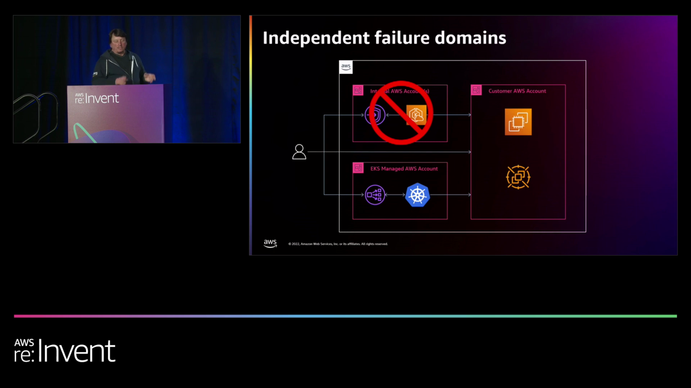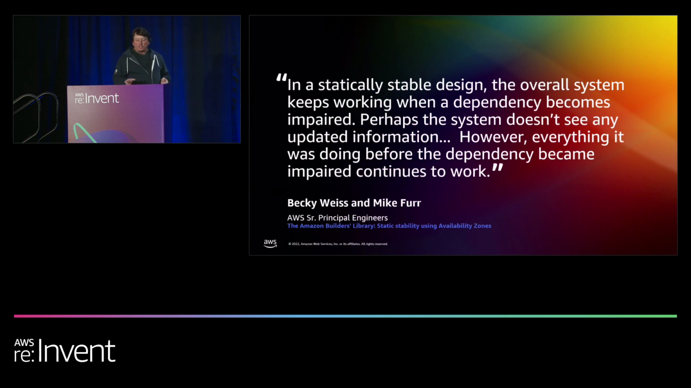So this is leaning into that mental model that I was referring to, and this is one of the design principles that we strive for in everything we build at AWS, and that's the notion of static stability. So I want to pause here and draw attention to the Amazon Builders Library. If you haven't had a chance to check it out, I strongly recommend it. But I want to start with this definition from Becky and Mike for statically stable designs. In a statically stable design, the overall system keeps working when a dependency becomes impaired. Perhaps the system doesn't see any updated information. However, everything it was doing before the dependency became impaired continues to work. And this is what we strive for.